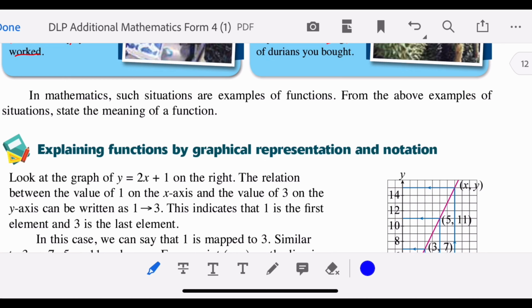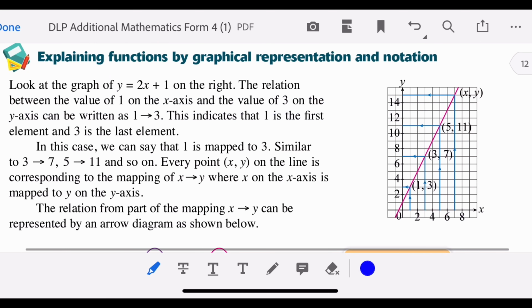Do you know that? From the above examples, state the function. Okay, you can try to express it in function notation. And then for this topic, you also must know how to explain the functions by graphical representation and notation. So you must understand what is graphical representation and function notation. That means you must know how to use a graph. You must know how to use a symbol so that you can write the function notation.